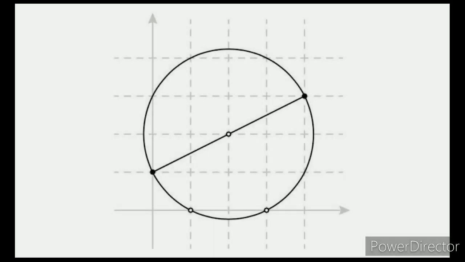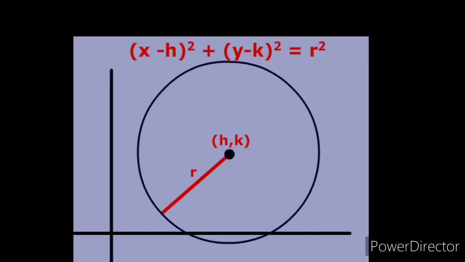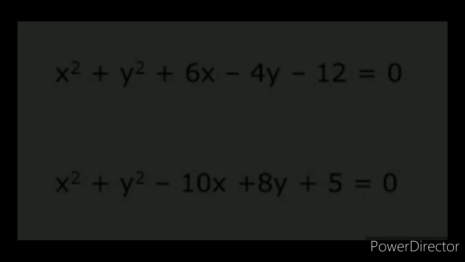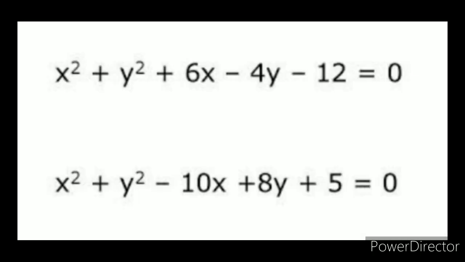So now how about the opposite situations? If you are given a graph of a circle and you have to find the equation of that circle, the final answer can be in two options: whether it is in the general form of a circle or in the general form of a quadratic relation. So it depends on the instruction.